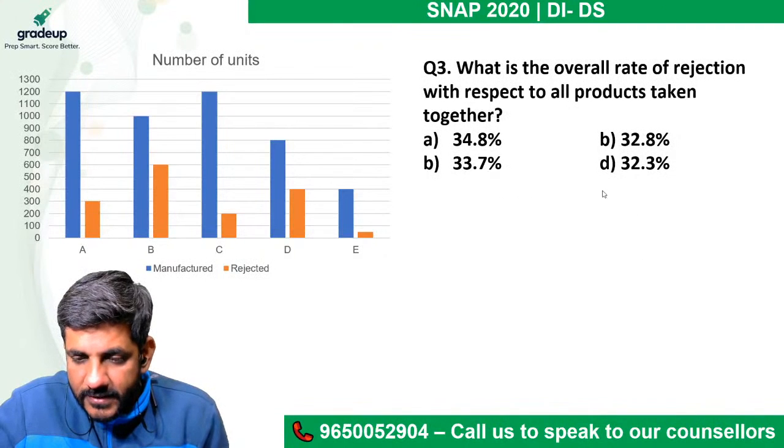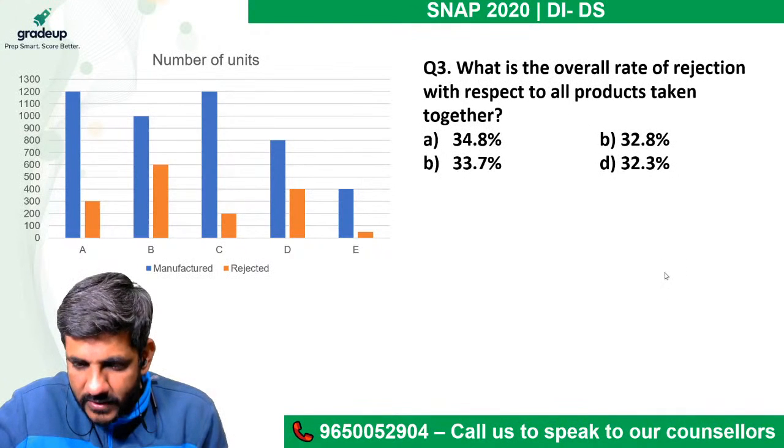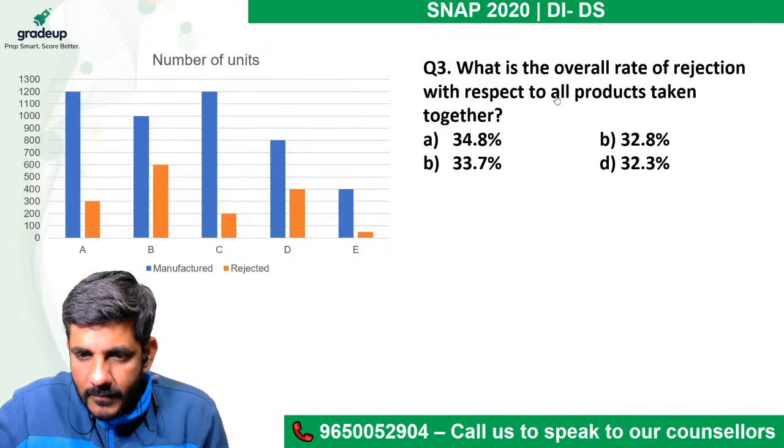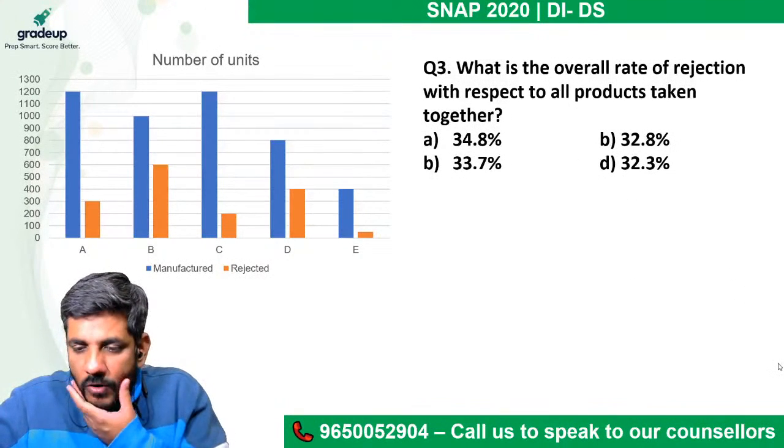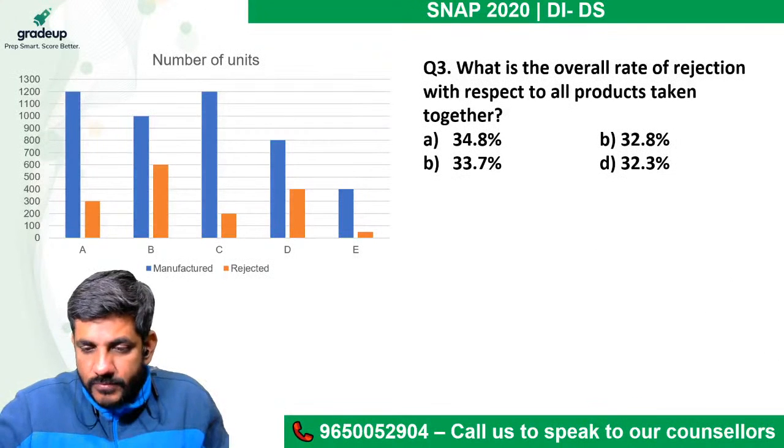Ayush 33.7, Shubham 33.7, Paras says 33.7. So most of you are saying 33.7. Abhishek Singh, okay, 33.7. So if all of you are saying 33.7, that has to be the correct answer.